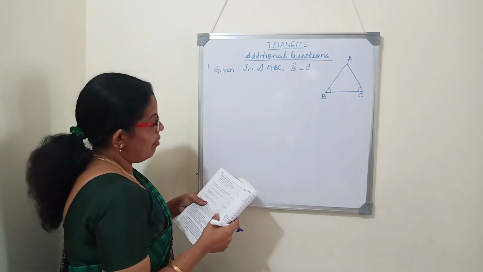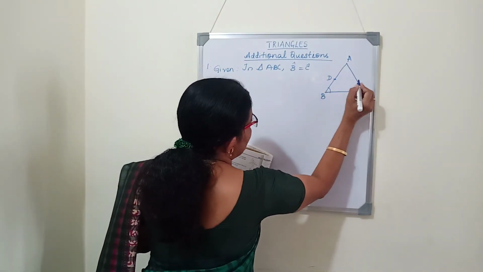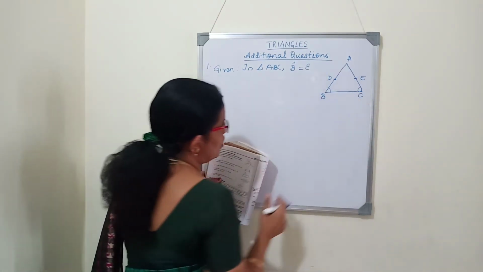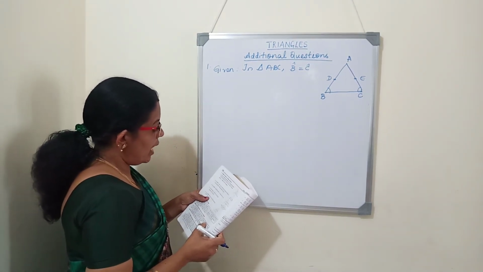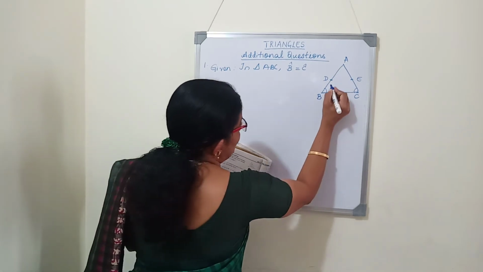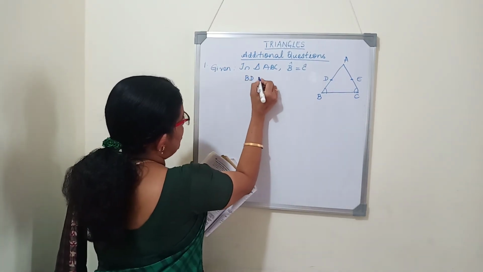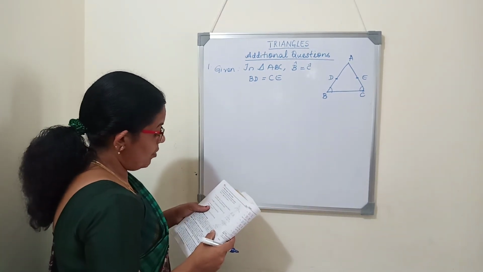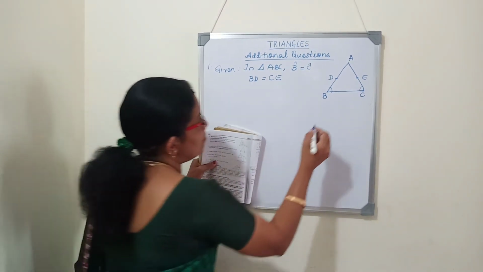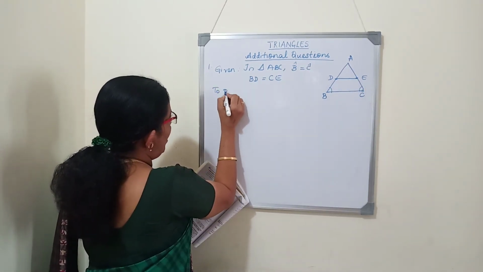D and E are points on the sides AB and AC, such that BD is equal to CE. That is also given. Now we have to prove that DE is parallel to BC.